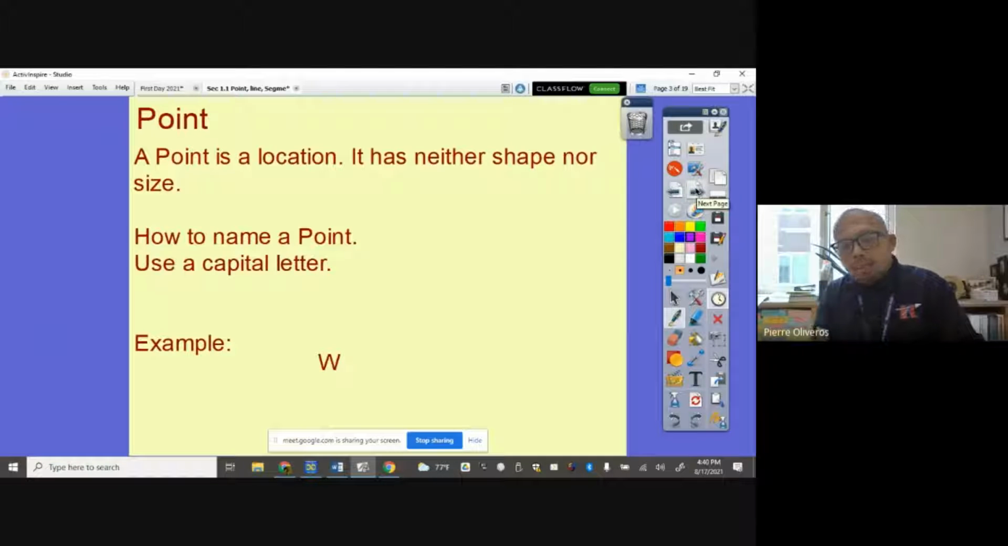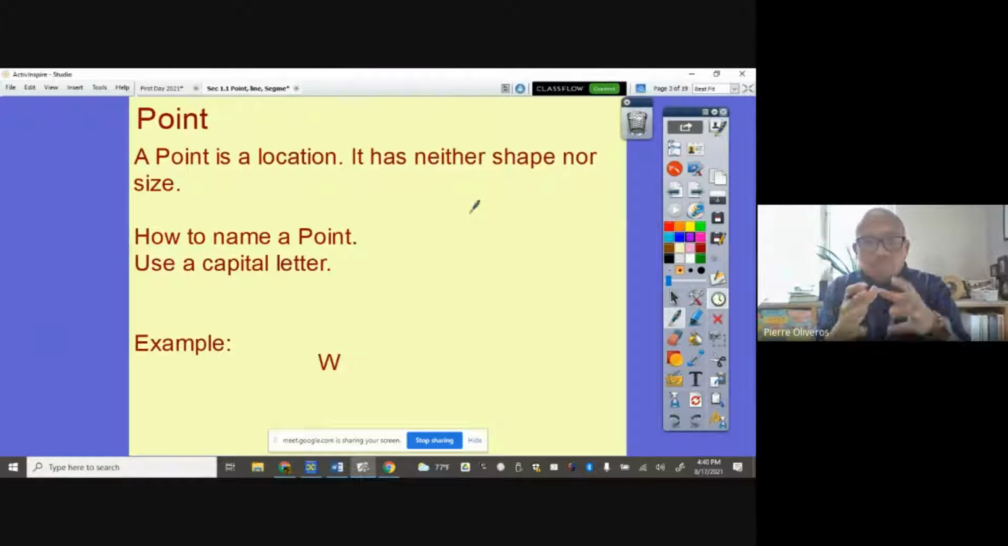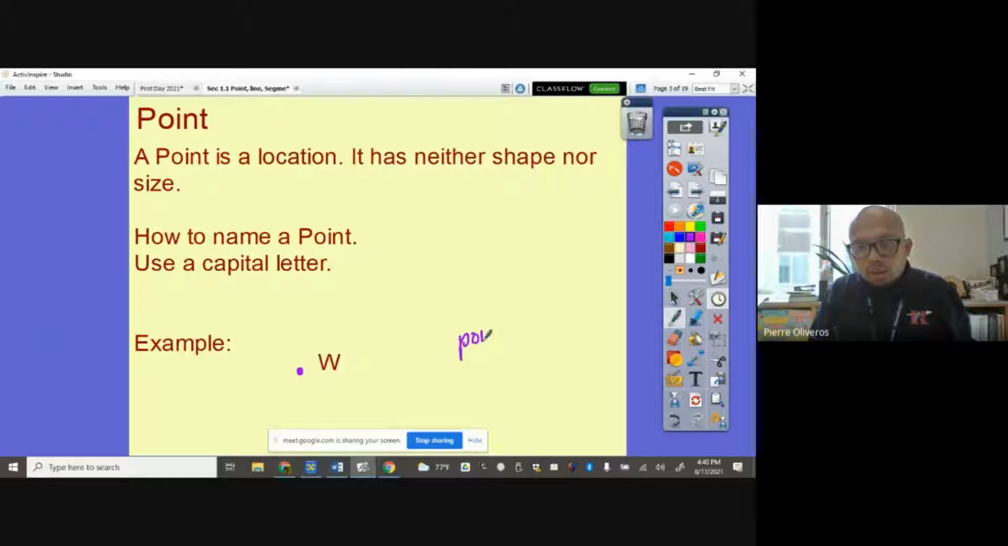Point. A point is a location, just one single location, one single M&M. It has neither a shape nor a size. It doesn't care how big it is. It's one spot. Okay, how do you name a point? Using a capital letter. Let's say you have a dot there with a W. You say that one is point W, with a capital letter.